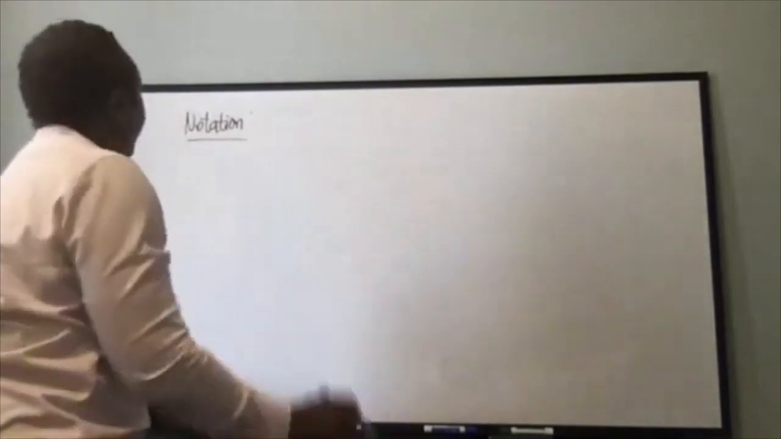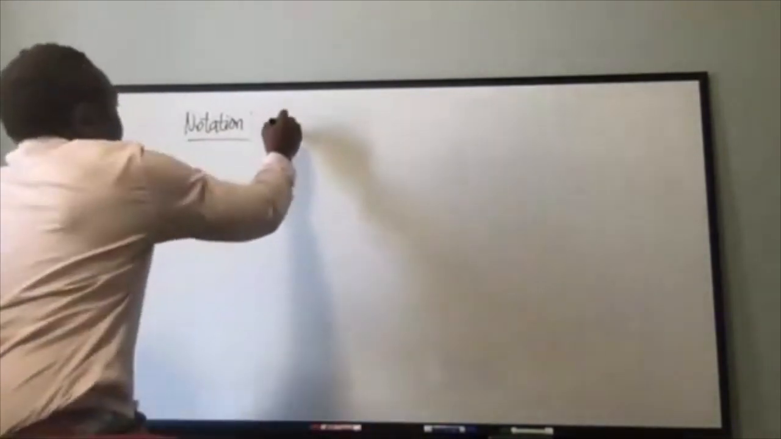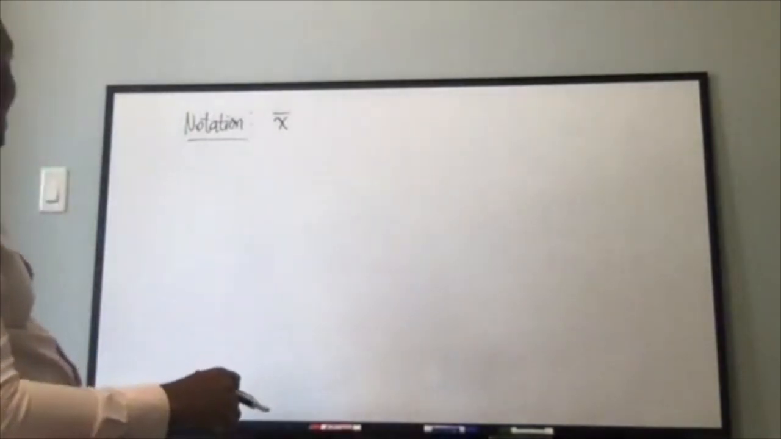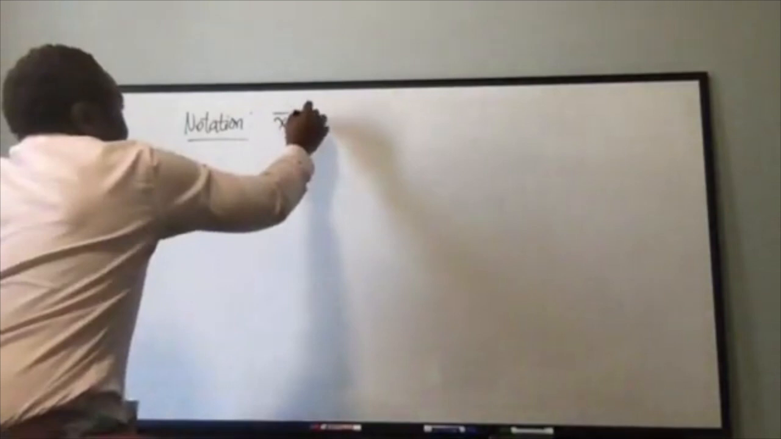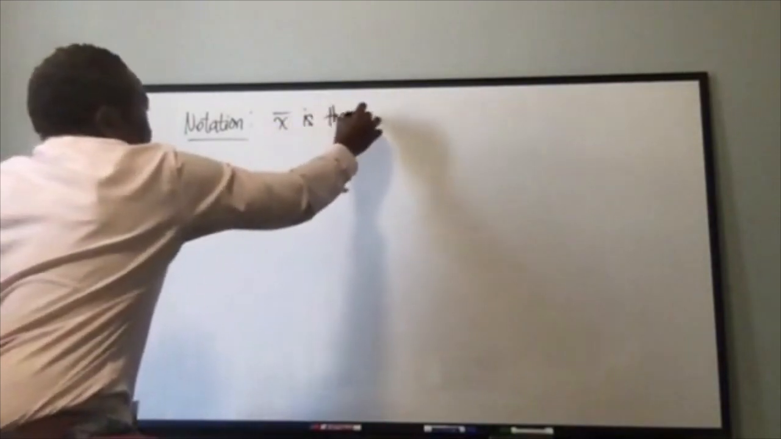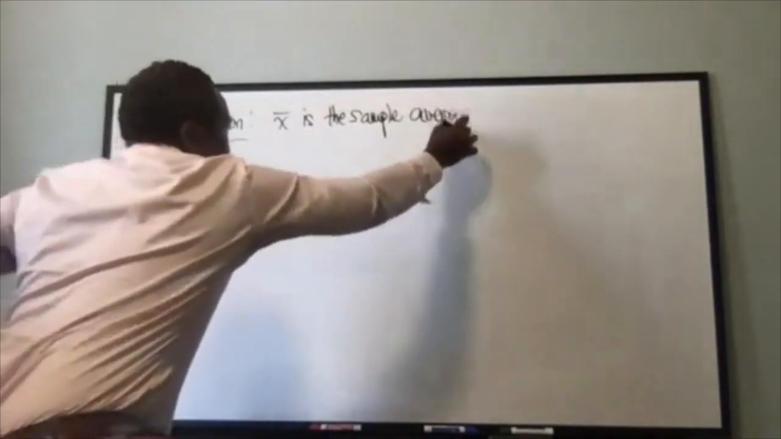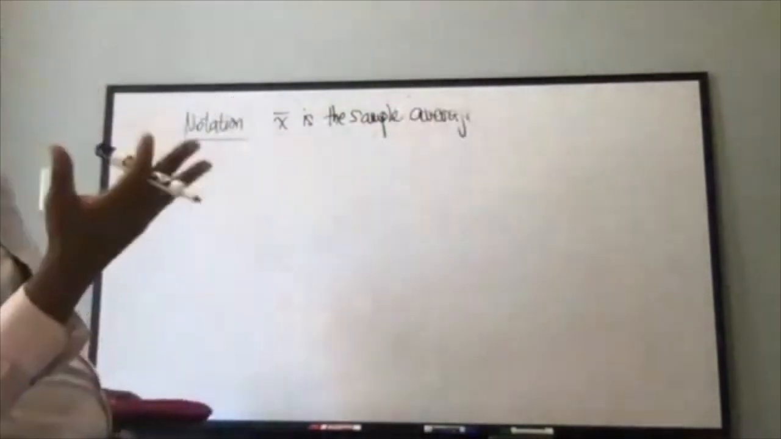Now in terms of notation, there's going to be certain notation we're going to be comfortable with. I'm going to write this, we'll say notation. At some point we're going to need something called X bar. So let's say X bar is the sample average. What do I mean by that?